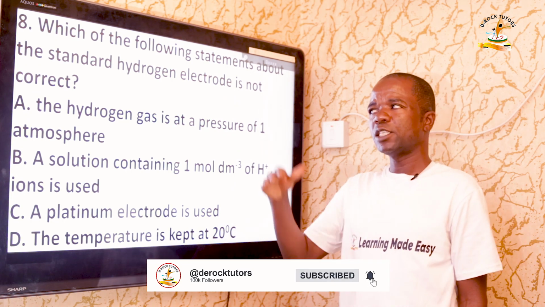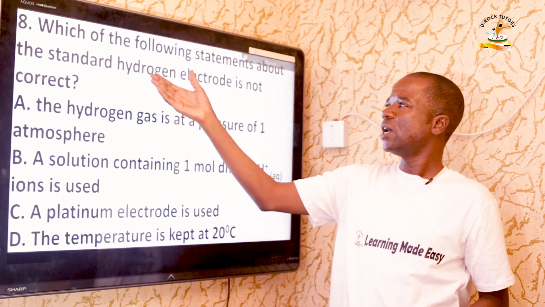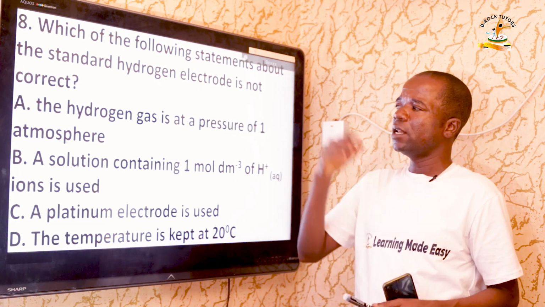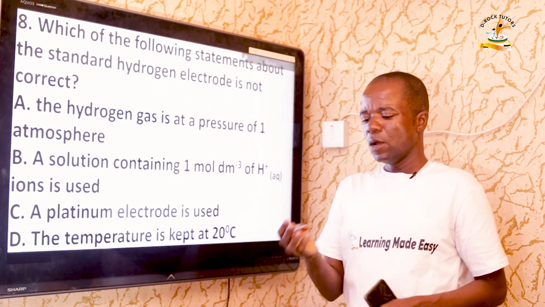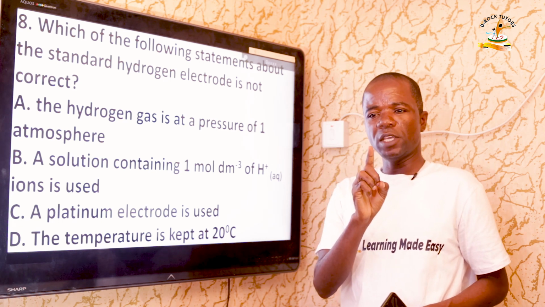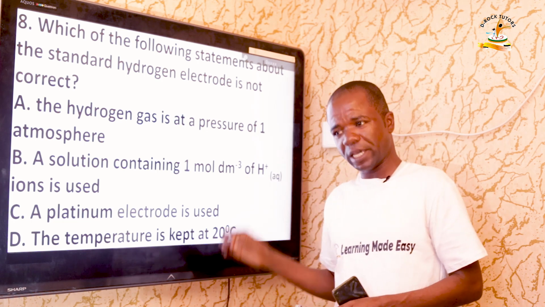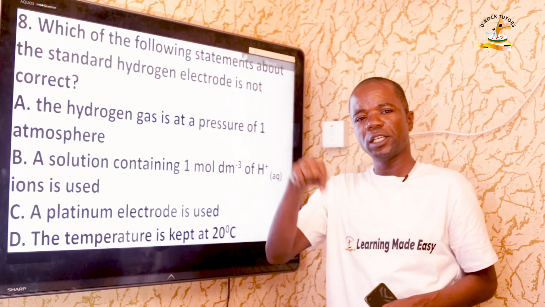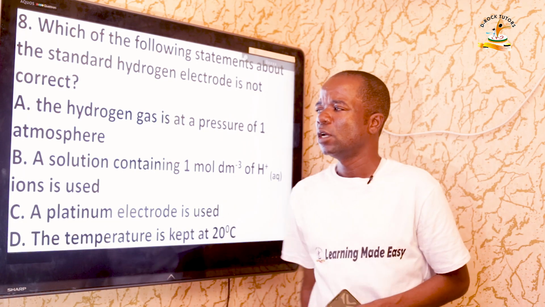We know that when we are measuring the standard electrode potential, we use the standard hydrogen electrode as the reference point, and the standard hydrogen electrode is taken as 0 volt. But there should be some conditions. Number one, the concentration has to be 1 mole per dm cube. Not only that, the temperature has to be 298 Kelvin. Now, 298 Kelvin translates in degrees Celsius to 25 degrees Celsius, not 20 degrees Celsius. So that makes option D the correct answer.